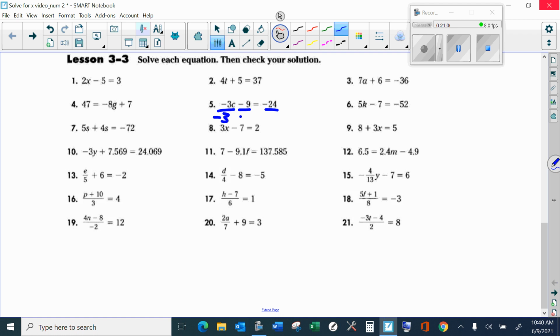I can divide each by negative 3. Okay, and that's going to give me c plus 3 equals 8.